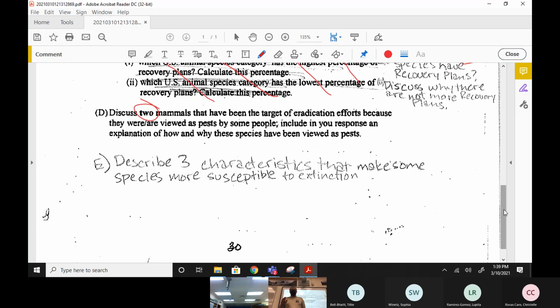So we're talking about r-selected and K-selected species. The K-selected species tend to reproduce more slowly, and therefore they can be more susceptible to extinction.